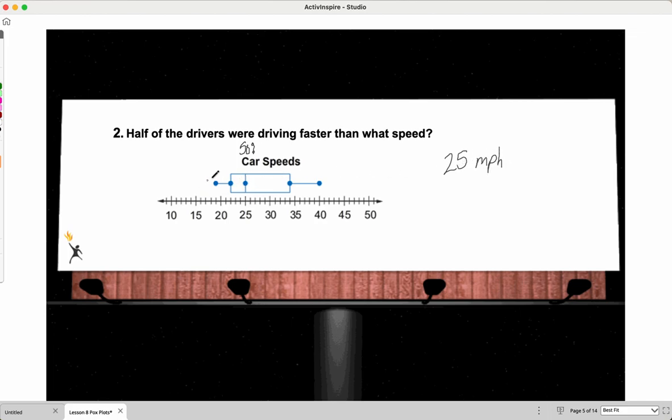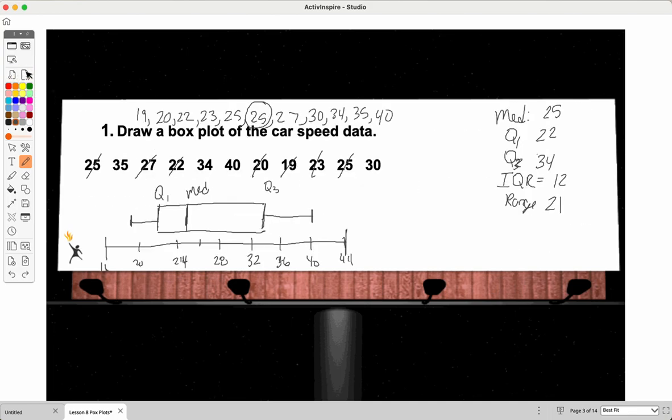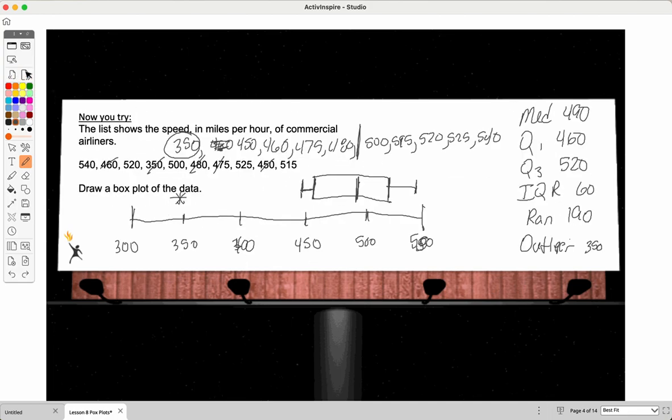Because half the box, each one of these spaces is 25%, just because it's a quartile. All right, now, what do you think about this one? Using that same data that you created a moment ago on this graph, on this chart, where is half the speed? What is half the things going slower than this speed?